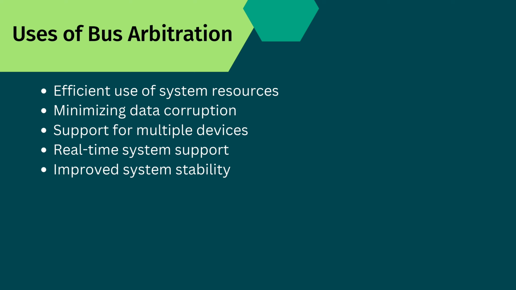So there are several uses of bus arbitration. Bus arbitration ensures efficient use of resources, as multiple devices can access the shared bus without any conflict and data loss. As only one device accesses the bus at an instance, it minimizes data corruption. Bus arbitration supports multiple devices without any conflict and it enables efficient data transfer.